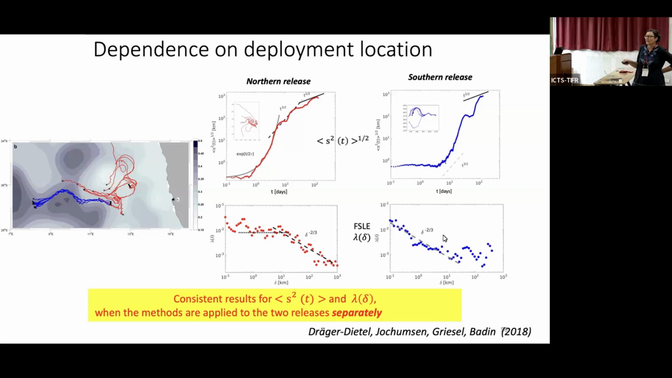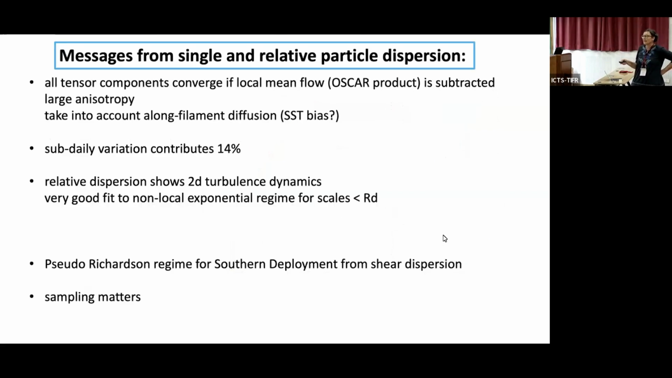For the northern release, you get a constant, which is as expected, and it corresponds to the fixed time scale diagnostics. And for the southern deployment, you get this. So the northern release is dominated by the fixed time scale regime, and the southern release is correctly represented by the FSLE. I just wanted to illustrate that sampling matters.